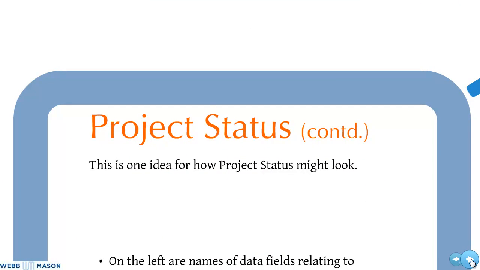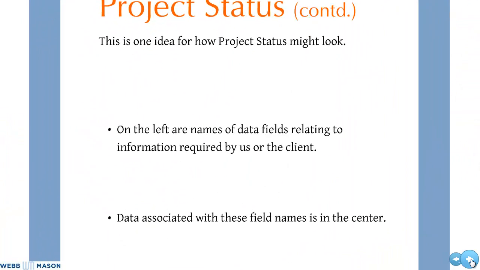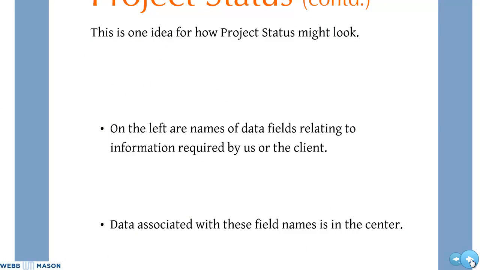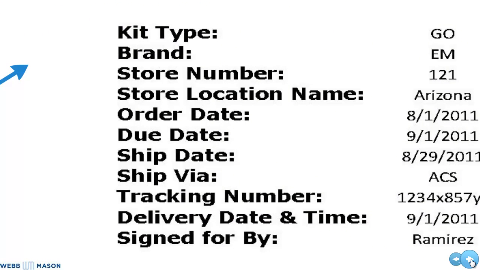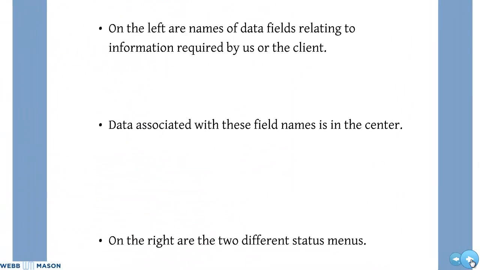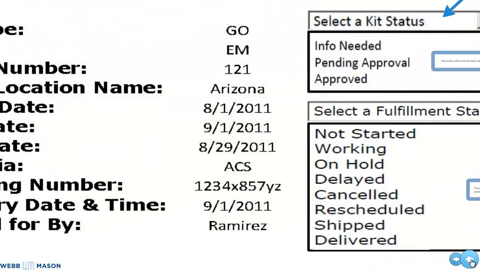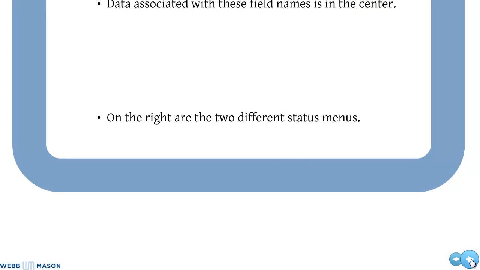And this is one idea for how the project status might look. All very basic information that we eventually provide for each kit. On the left are the names of the data fields relating to the information required by us or the client. Data associated with these field names is in the center. And on the right are the two different status menus.